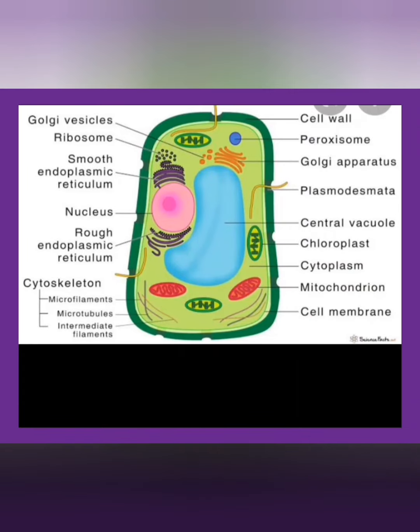Let's learn about the functions of this cell membrane now. Cell membrane holds the protoplasm of the cell, and it provides mechanical support to the internal components of the cell. Being a selectively permeable membrane, it allows only selective substances to pass through it. Permeable means which allows substances to pass through them, but selectively permeable means which will allow only selected substances to pass through them. And cell membrane provides the definite shape to the cell.